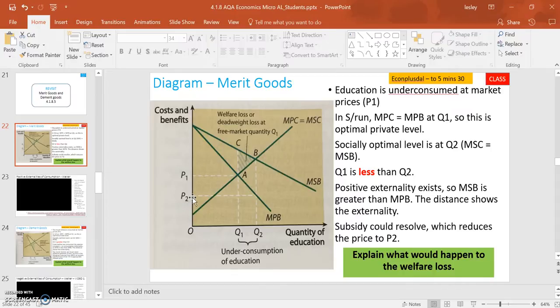Okay, so there's actually two ways of dealing with this failure, but because they've put a price down here, I would suspect that if they were to carry on with this diagram, the next step would be for the MPC equals MSC curve to shift out to the right until it found a new equilibrium with this MPB curve there, and therefore making the allocation at Q2.